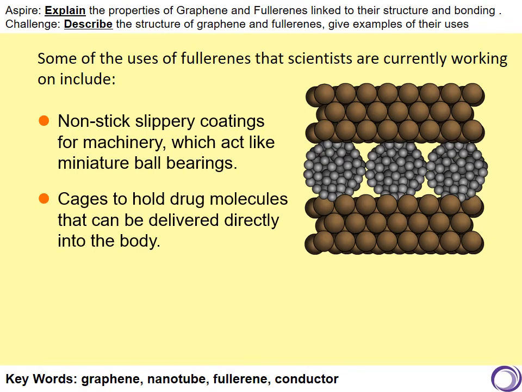They can be used as cages to hold drug molecules. This is brilliant because it means that the drugs could be delivered directly to the specific site of the body where they're needed. Often when we have drugs such as chemotherapy to treat cancer, then all the cells in the body get affected by it. But if you could target just the cancer cells with the drug molecule, then you could really decrease the number of side effects.